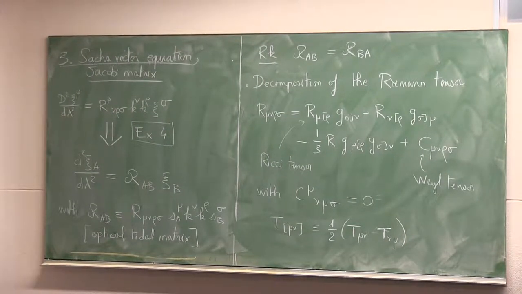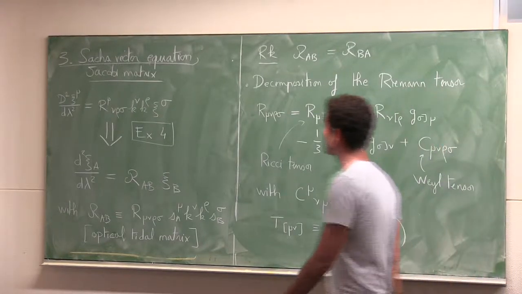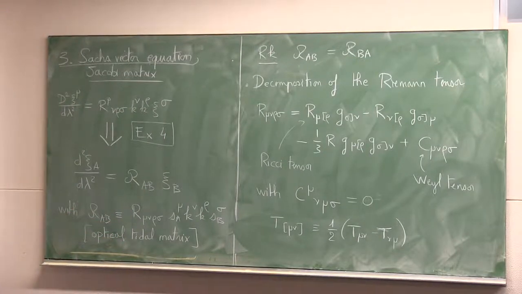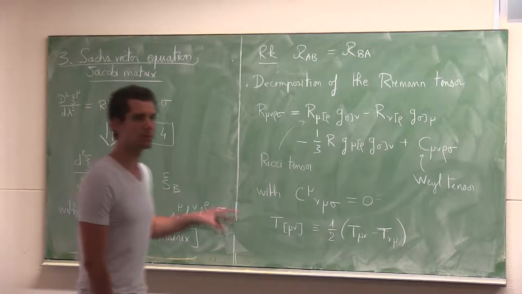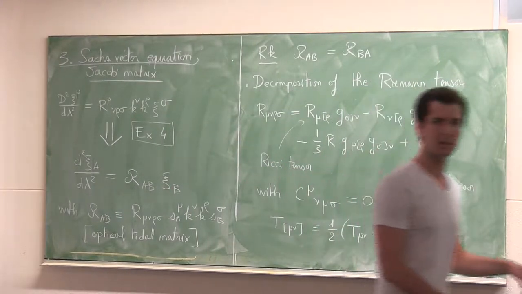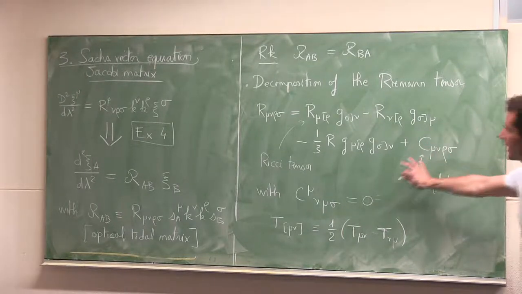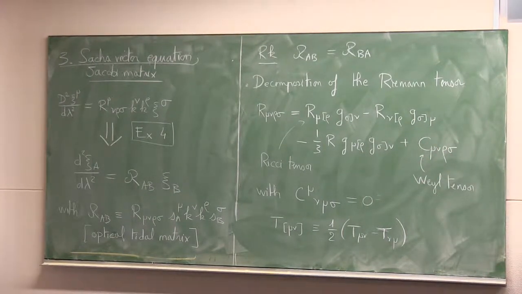So why are we interested in this decomposition of the Riemann tensor? It is because it is associated with a decomposition of the optical tidal matrix, which is at the same time very easy to interpret geometrically and physically. It is really meaningful to do this decomposition. So let me write the consequence of that on the optical tidal matrix.